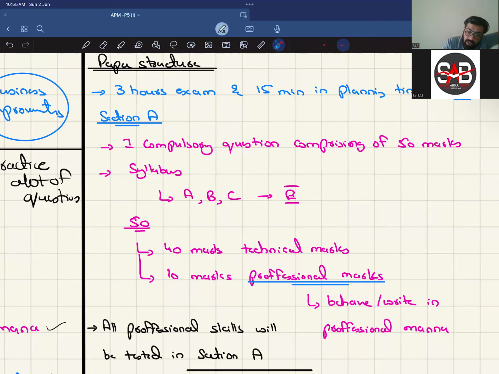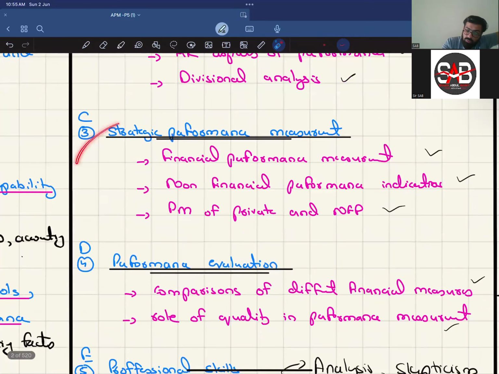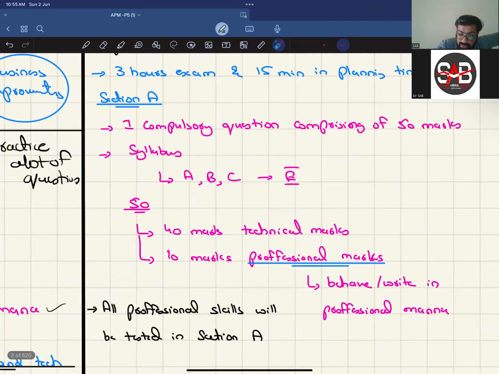It can be from A, B, C, and E, where E was professional skills. So there can be three sections tested here, A, B and C, with some professional marks. The breakup of the 50 is that 40 marks would be the technical marks and 10 marks would be the professional marks.